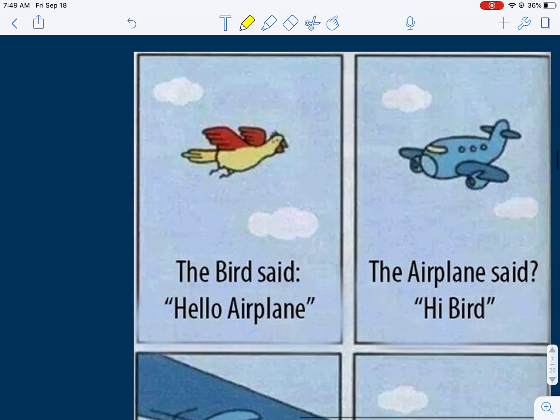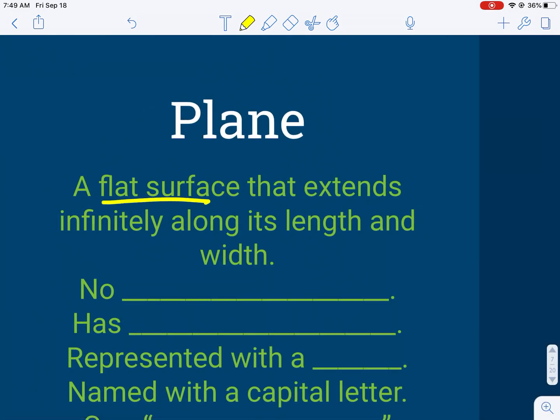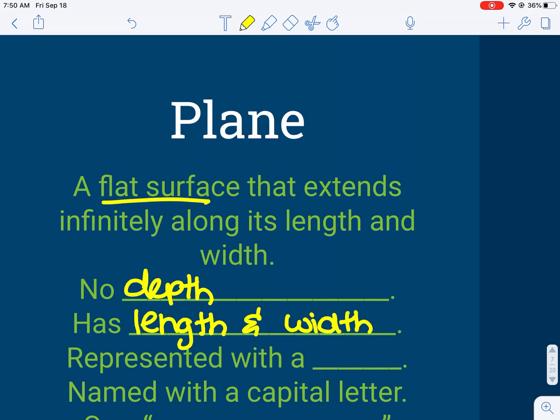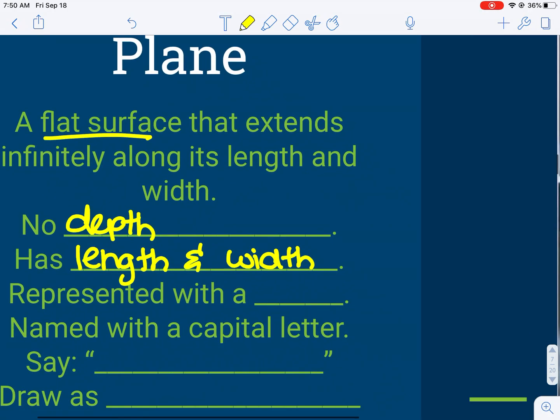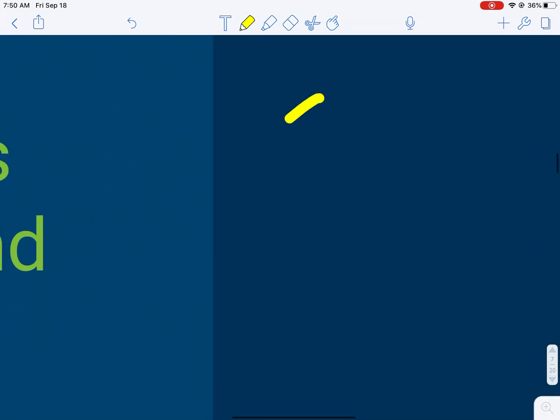Plane then, not the kind that sometimes kills birds. A plane is a flat surface that extends infinitely. So it's kind of like an infinite tortilla. It has no depth, but it has length and width. And I represent it with a parallelogram. I name it with a capital letter, and I use cursive letters for this.